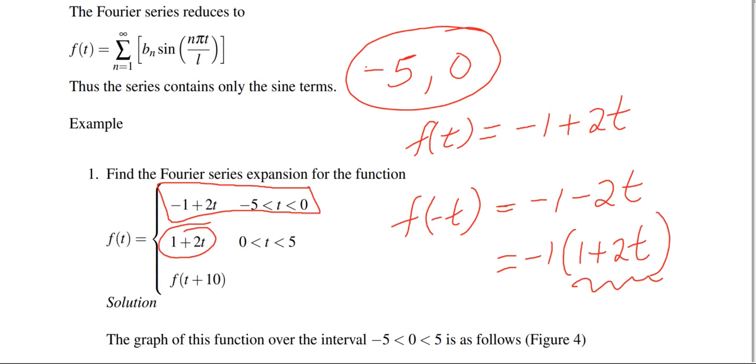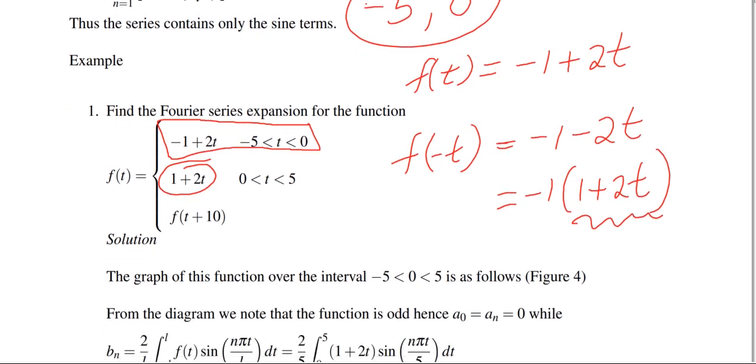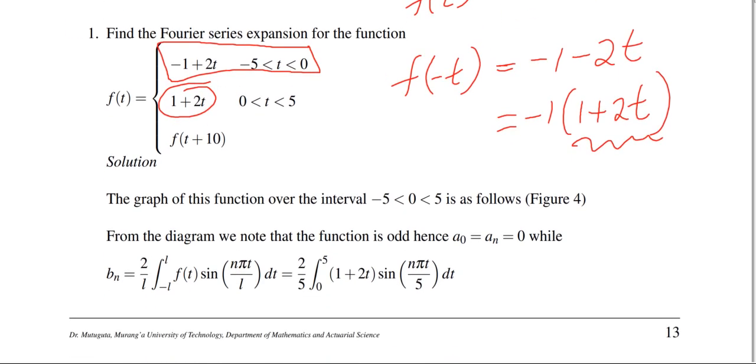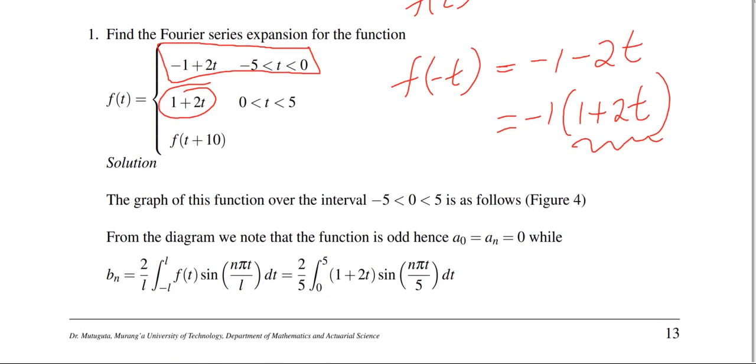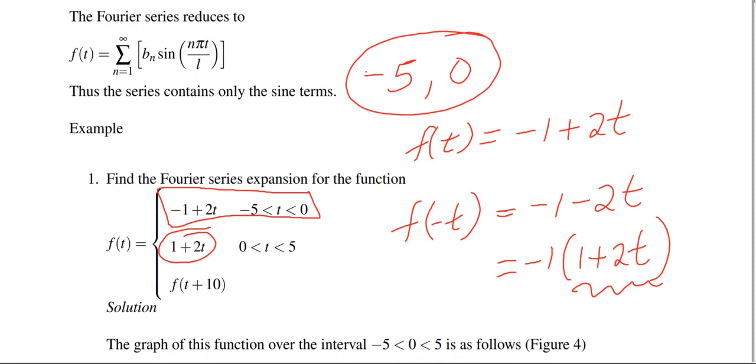But there is a multiplier minus 1 here, which means that when you replace t with negative t, you can see the function here is multiplied by minus 1. This will mean that our function is odd. Of course, we could have used a value to test.